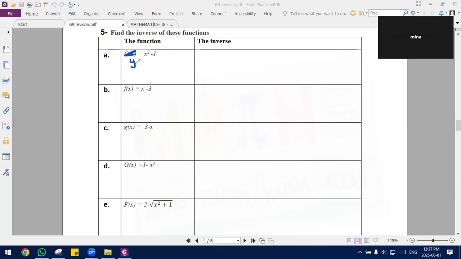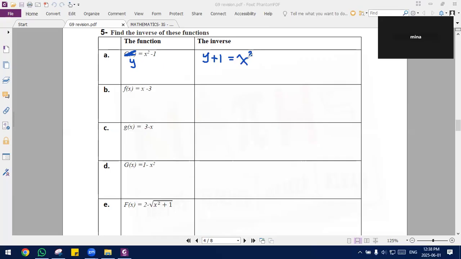So what do we have to do first? You need to make x the subject. So you take it to the other side. Minus 1, and then keep it. You take minus 1, so y plus 1 equals x squared.